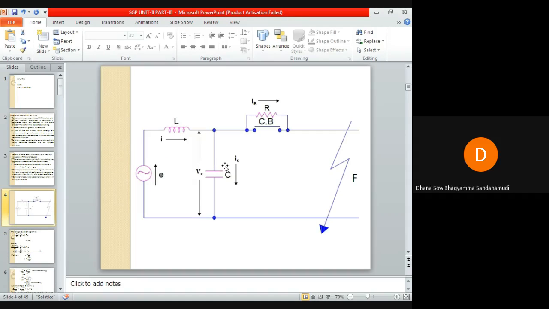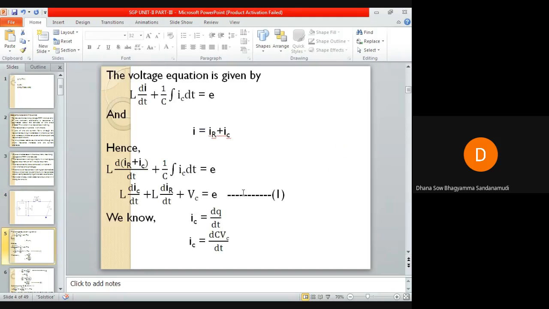I is equal to IR plus IC, since it is short circuited here. So you can substitute the I value in the above equation and further simplify it by rearranging the terms. So L into d by dt of IC plus L into d by dt of IR plus 1 by C integral IC dt, which is the voltage across the capacitor, Vc. You can rewrite and consider it as equation number 1.